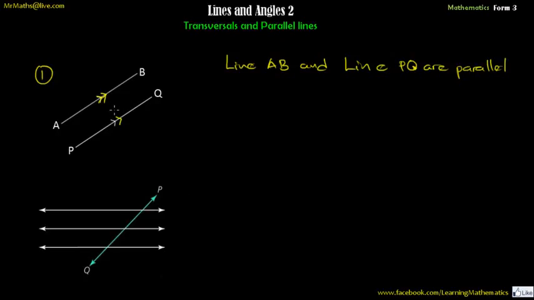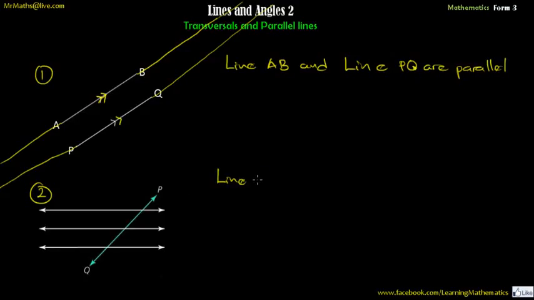What does parallel lines mean? That means these lines can never ever meet. Even if you extend the lines forever, as long as you can draw, these two lines can never meet. So that is the definition of parallel lines. What about transversals? A transversal is a straight line that cuts through two or more lines. In example 2, line PQ is a transversal because it cuts through three lines.